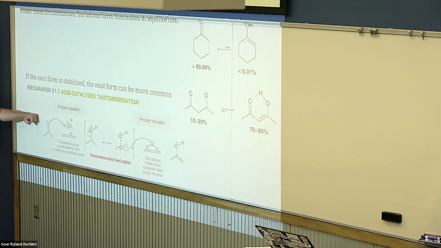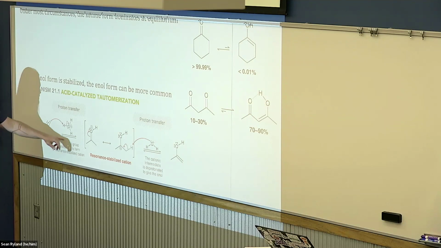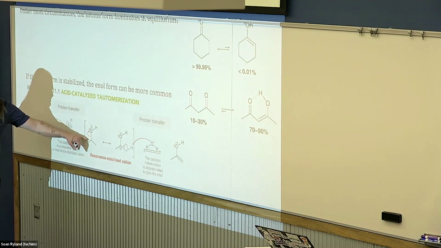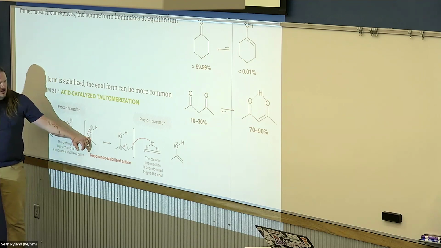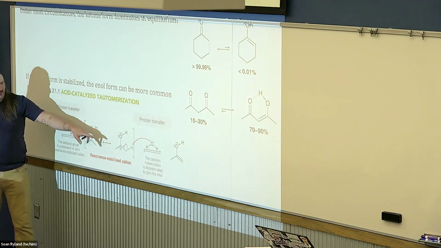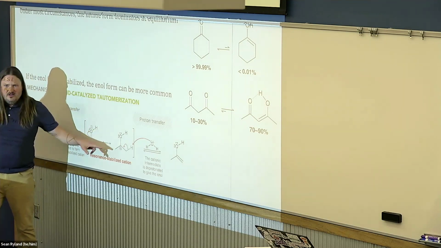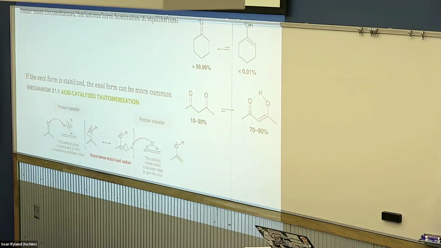So acid catalyzed, first step is protonate your carbonyl, very similar to what we saw with the carboxylic acid derivatives. And then there's going to be a resonance structure that goes back and forth between the protonated carbonyl versus a carbocation. Which of those would be the major contributor in terms of resonance? Which would we expect to be more stable?